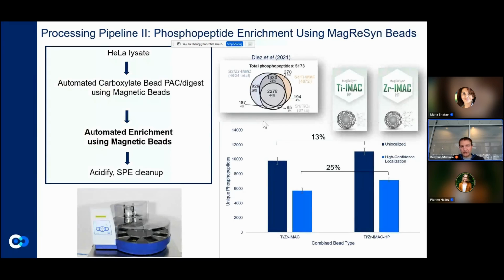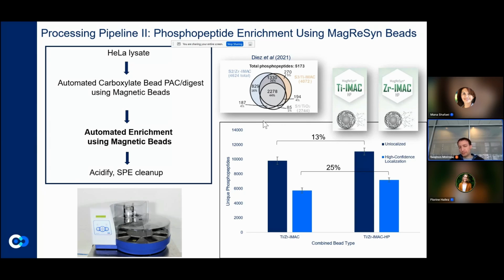So the second part is the phosphopeptide enrichment. And we have been using MagResyn beads from ReSyn, the company, because we've found that these are very easy to work with, and they yield very good results. Previous publications showed that the zirconium and titanium IMAC versions can capture a wide variety of phosphopeptides with a lot of overlap, but they also capture partially unique subsets.